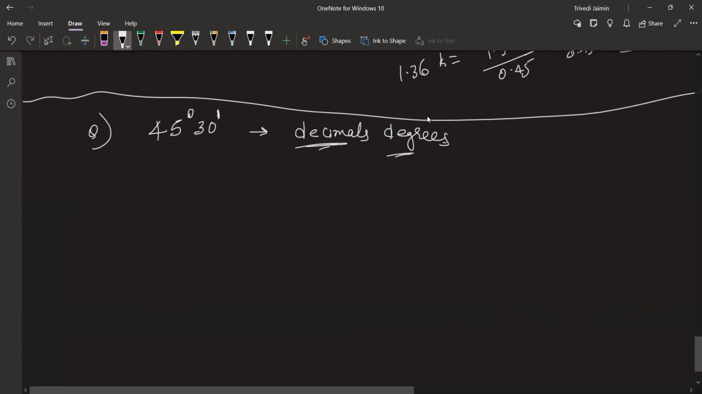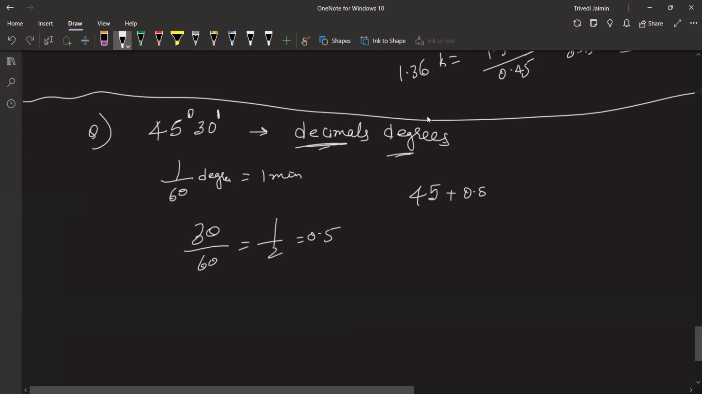Exactly. So how to get this? Sir, 1 minute equals 1 by 60 degrees. Yeah, we can find 30 minutes from it. Exactly. So 30 minutes by 60 will give you a degree. That is half, means 0.5. So 45 plus 0.5, which is 45.5. That is your decimal degree.